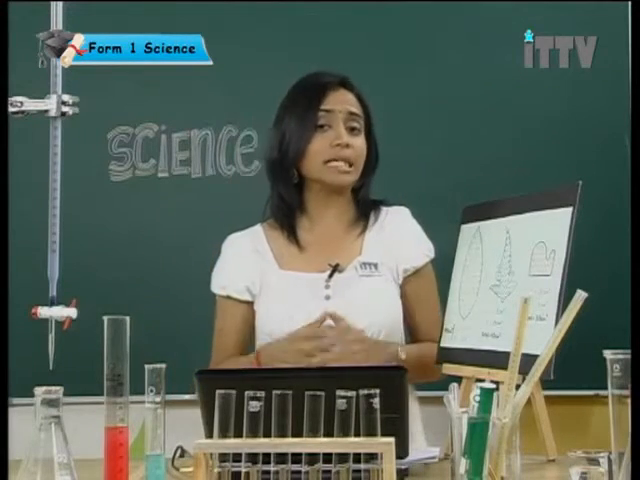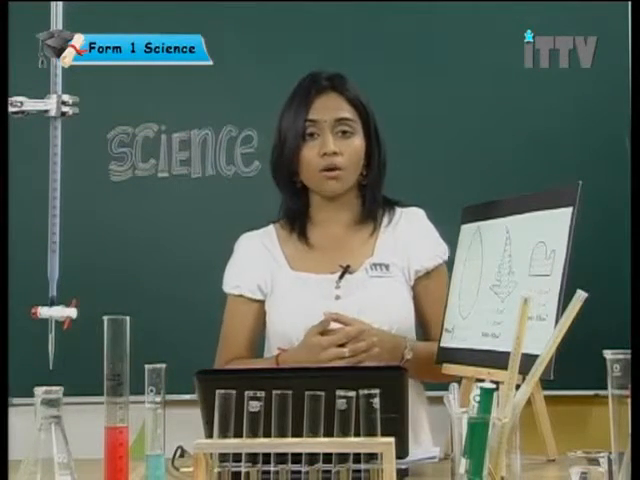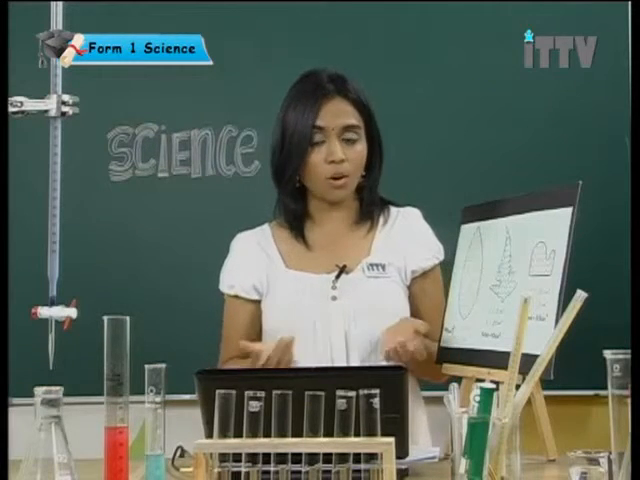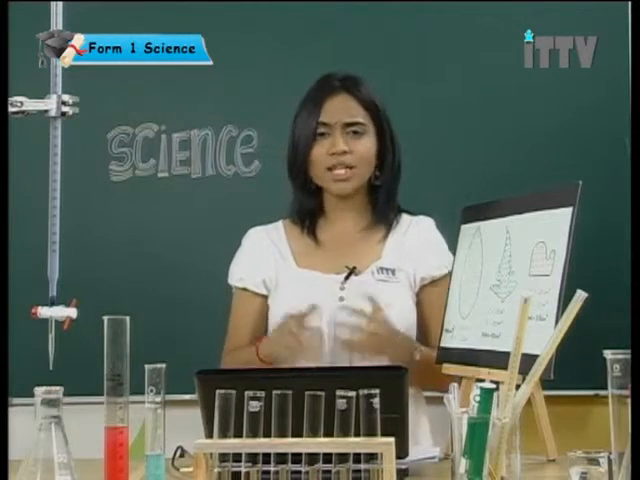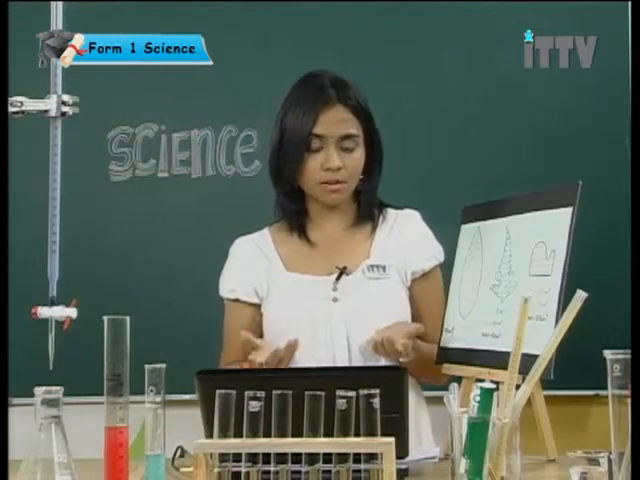So how do you actually increase the accuracy of a certain experiment or measurement? Let's have a look. Firstly, you use suitable tools. Now to measure length, we use a meter ruler. To actually get surface area, we use graph paper. So this is why you should use the correct tools to measure a certain area or the distance between 2 points, which is the length. If you mix up the tools, then you would not get an accurate number.